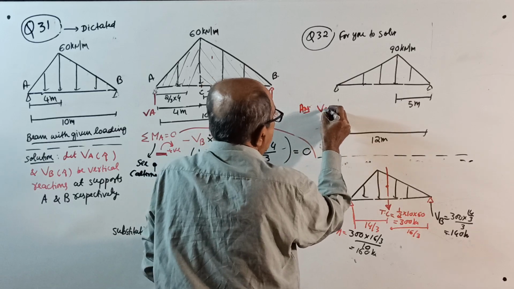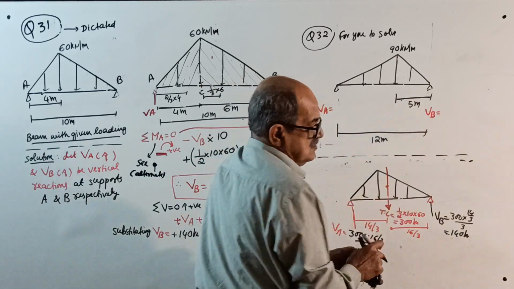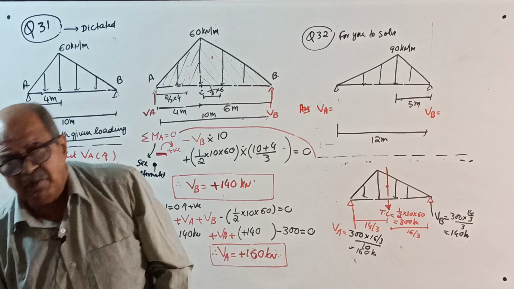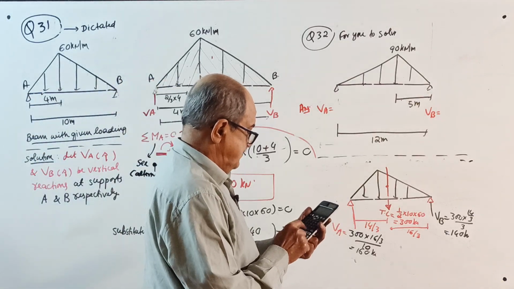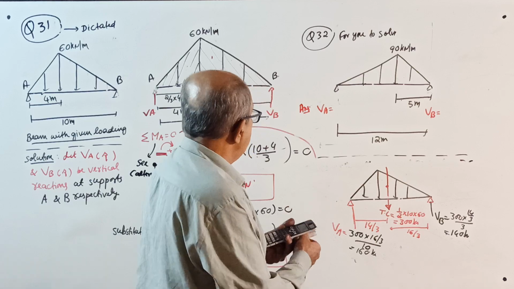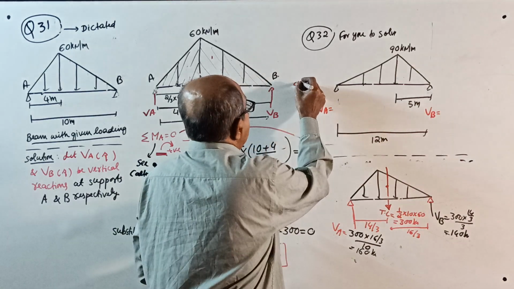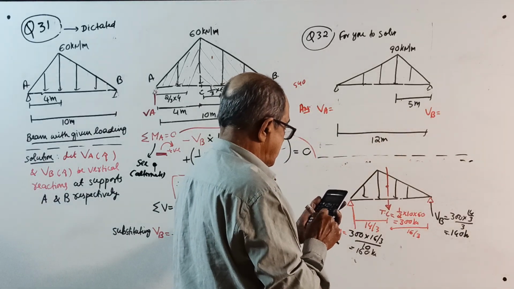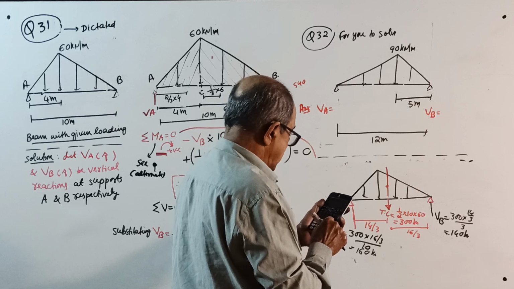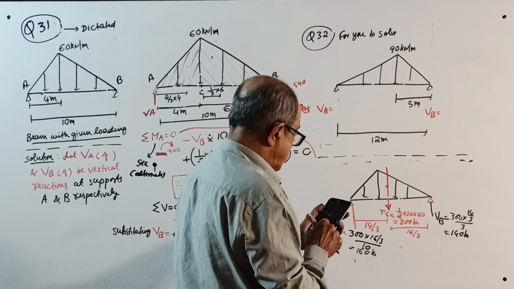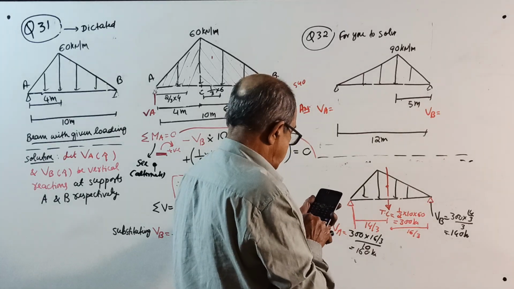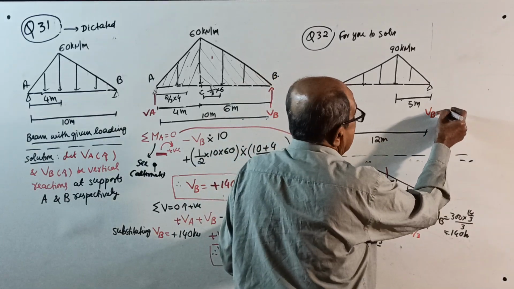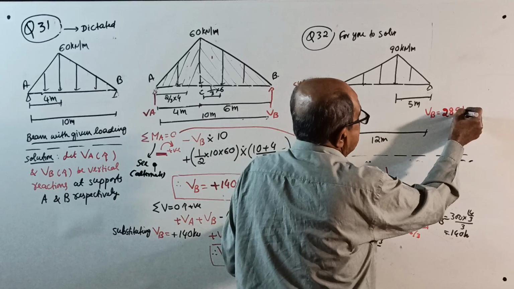I will directly give the answer. VA equal to, VB equal to. Systematically solve and make a fair copy. Half into 12 into 90 is total 540. Total 540. Okay. This is 7. 12 plus 7 divided by 3, into 540 divided by 12, 285 kilonewton. This reaction is 285 kilonewton.